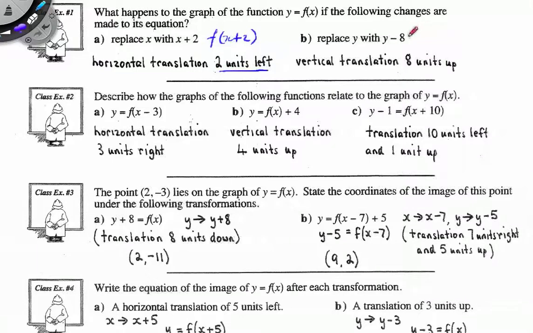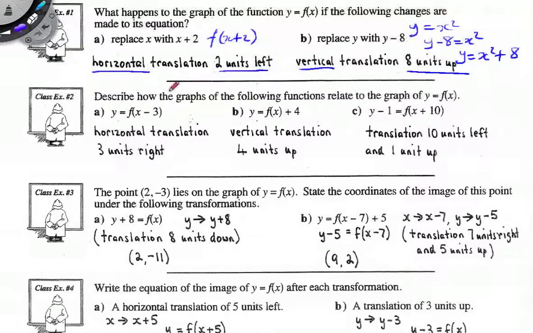Notice here we're replacing y with y minus 8. So if it was something like y equals x squared, it becomes y minus 8 equals x squared. We can bring the 8 to the other side and see that it would be a vertical translation 8 units up. So if we're affecting the y, it's a vertical translation. If we're affecting the x, it's a horizontal translation.